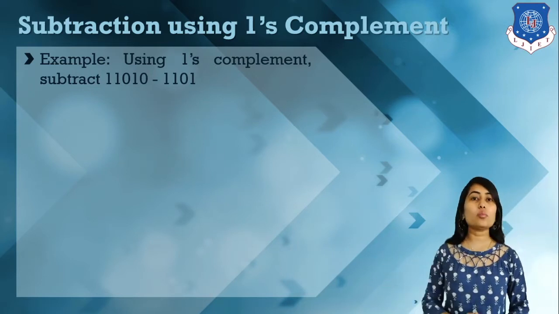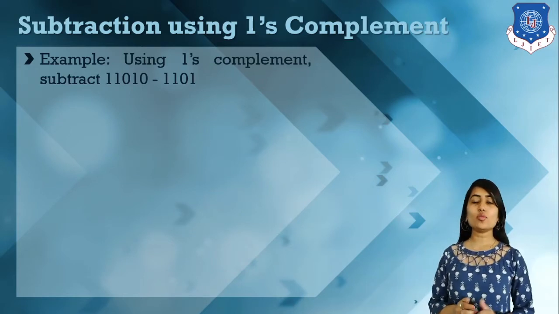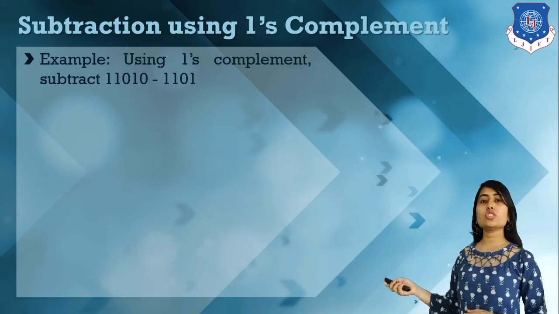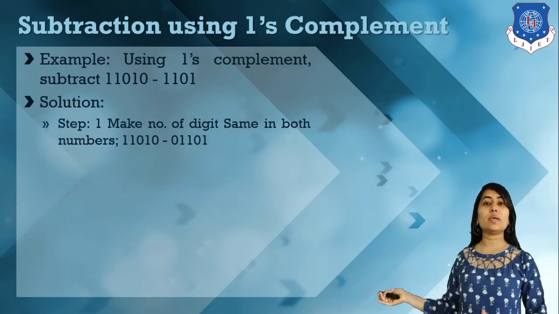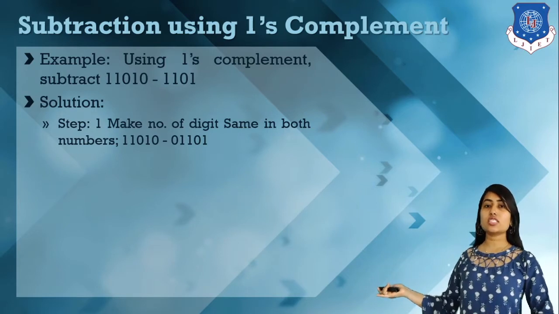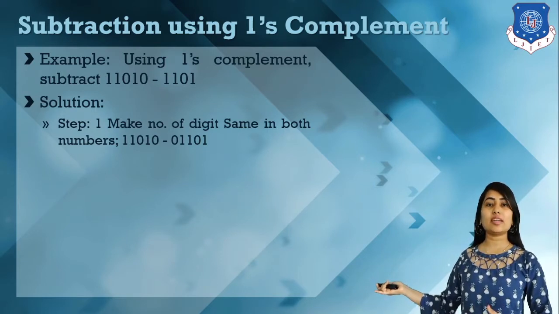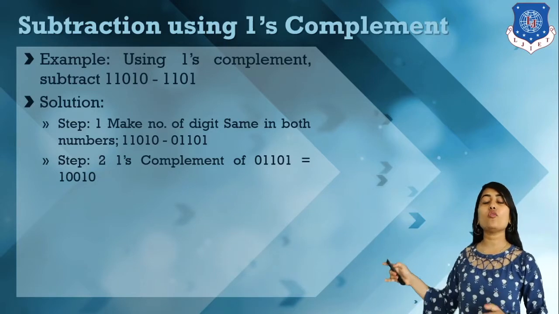So how can we perform this subtraction using 1's complement? Similar procedure. First make the number of digits the same. Here we make the number of digits the same. Then calculate the ones complement of the second number, that is 0 1 1 0 1.